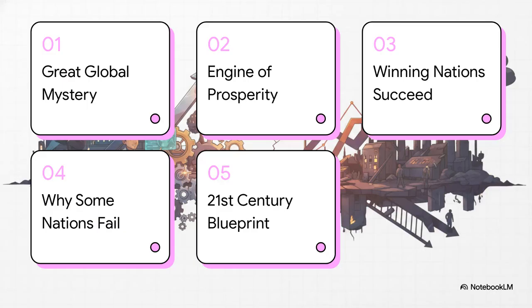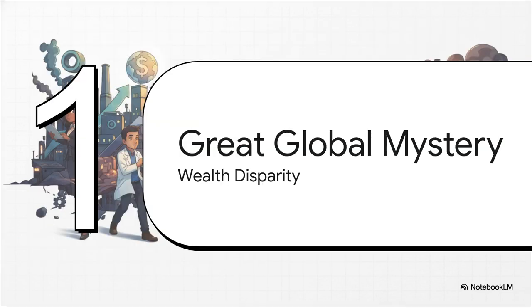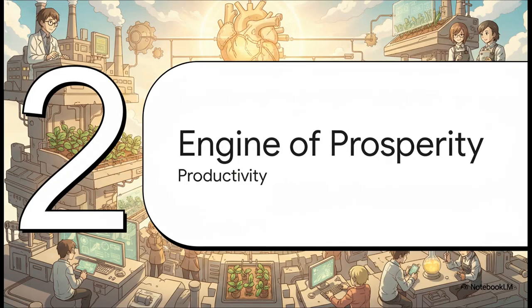Here's a quick roadmap for our investigation today. We're going to start with the great global mystery of wealth disparity, uncover the actual engine of prosperity, look at some historical winners, examine the main culprits behind national failure, and then wrap up with a modern blueprint for the 21st century. All right, Section 1, the great global mystery. And rolling right into Section 2, the engine of prosperity.